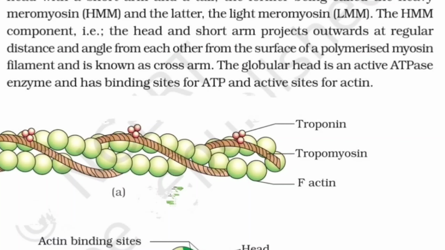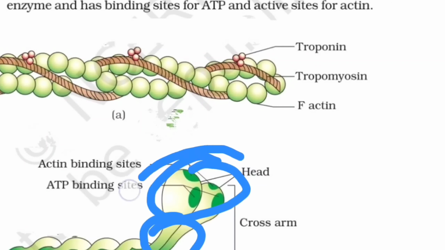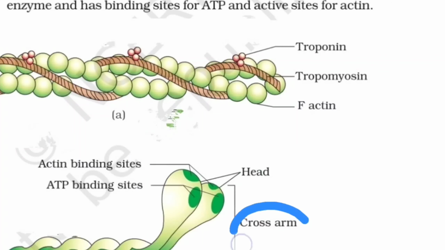Now again going back, the head portion is made up of heavy meromyosin, whereas the tail portion is made up of light meromyosin. Again going for the HMM component, that is the head and the short arm, which are projecting outward at a regular distance and angle from each other from the surface of polymerized myosin. This is known as the cross arm. Going back, here we have the head and here we have the short arm, and the complete structure I will call the cross arm.